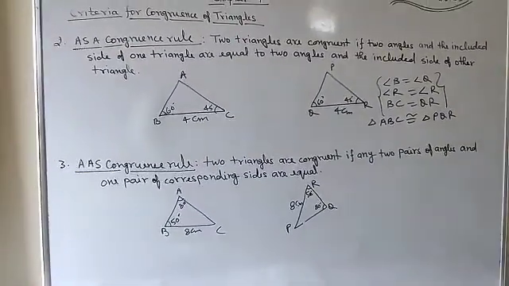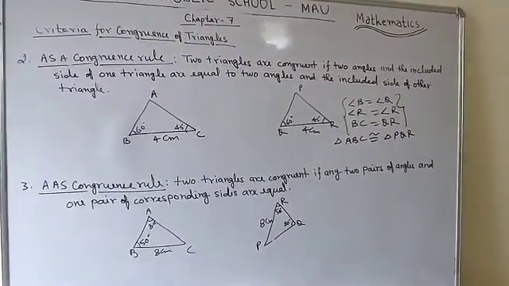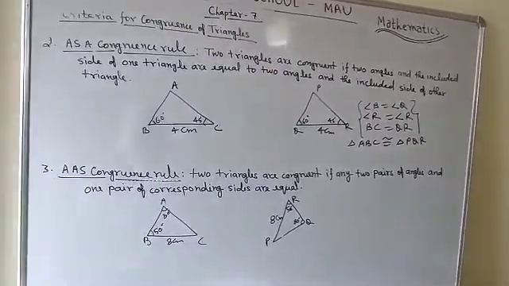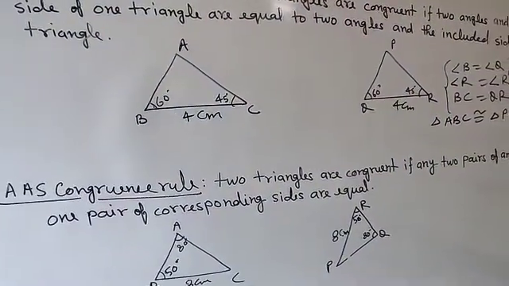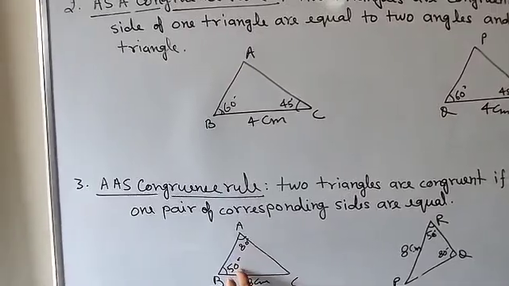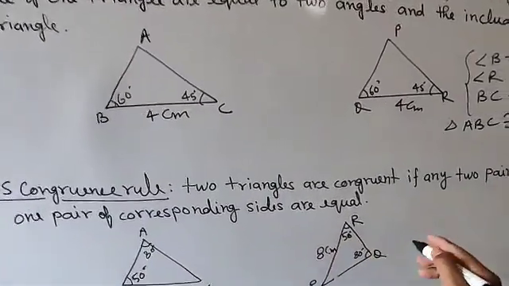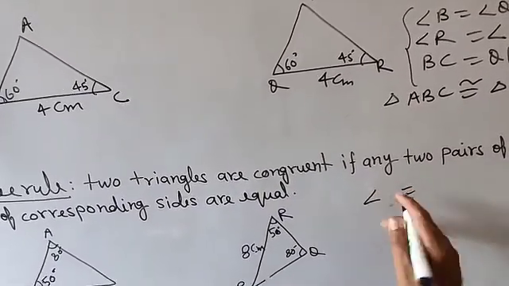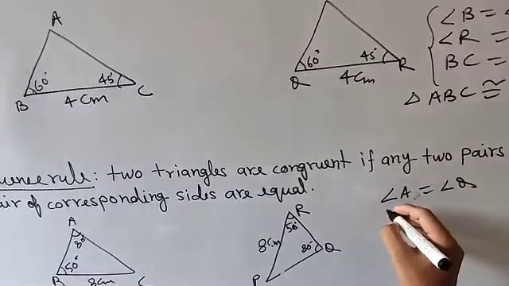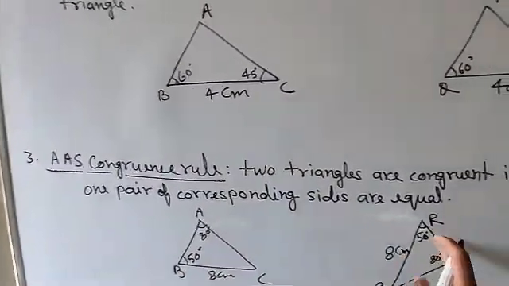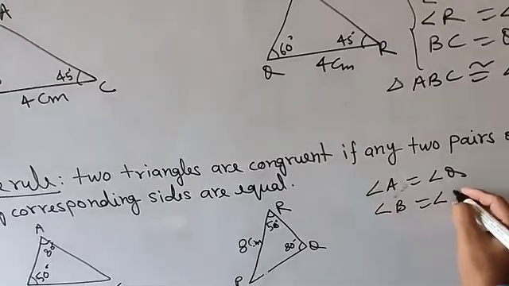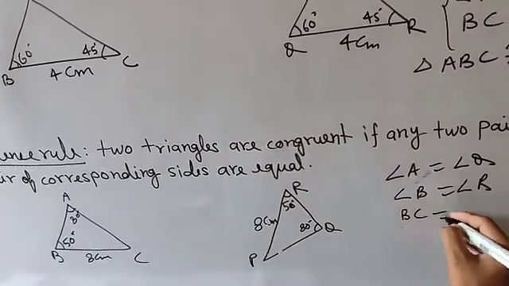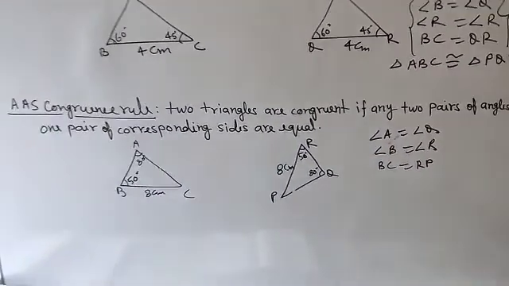One more is there, the AAS congruency rule. According to that, two triangles are congruent if any two pairs of angles and one pair of corresponding sides are equal. Here if any two angles and one side are equal, that will also be congruent. So here you can find 80 degree, 50 degree, 80 degree, 50 degree. So angle A is equal to angle Q, 80 degree, angle B is equal to angle R, and one side is equal, that is BC equal to RP. So both the triangles are congruent.